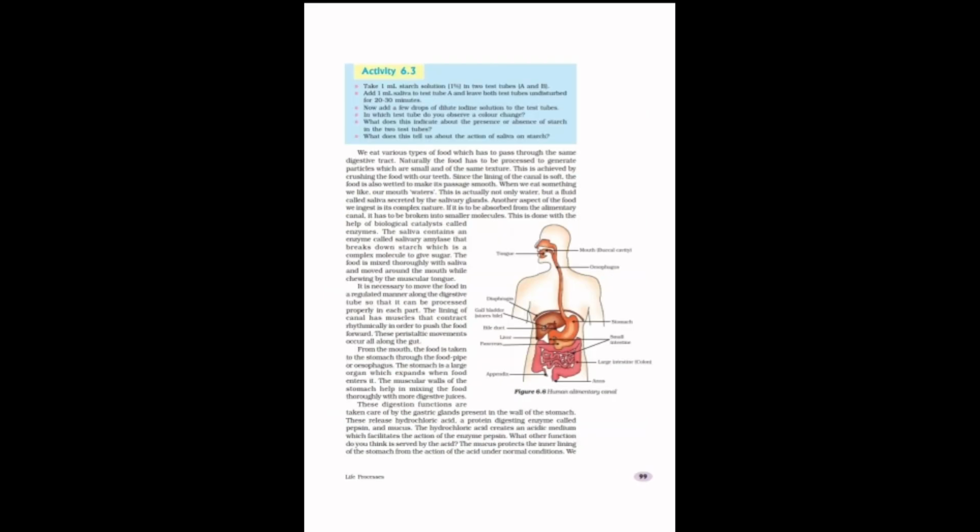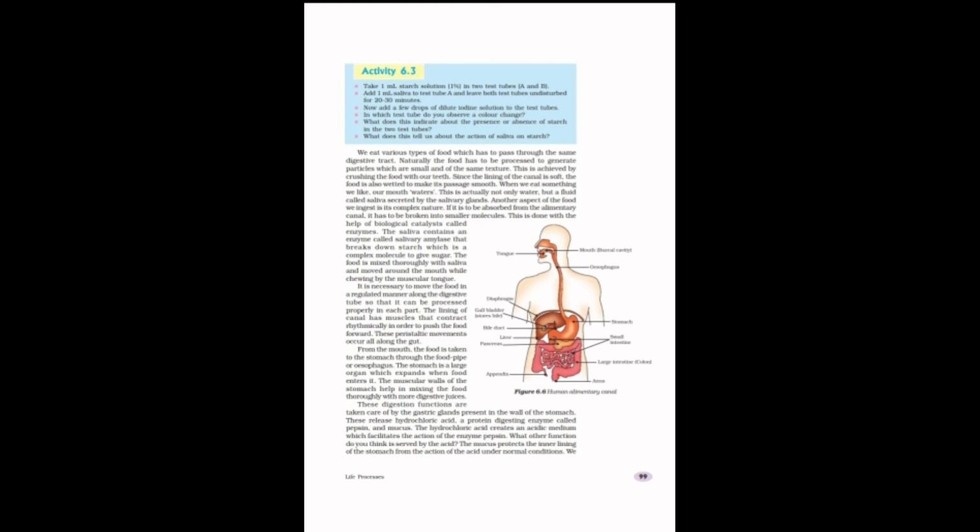Activity 6.3. Take 1 ml of 1% starch solution into 2 test tubes, A and B, and add 1 ml of saliva to test tube A and B. Keep both test tubes undisturbed for 20 to 30 minutes. Now add a few drops of dilute iodine solution to the test tubes. In which test tube do you observe a color change? What does this indicate about the presence or absence of starch in the two test tubes? What does this tell us about the action of saliva on starch?